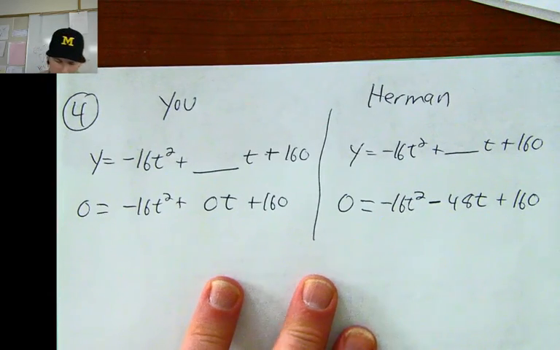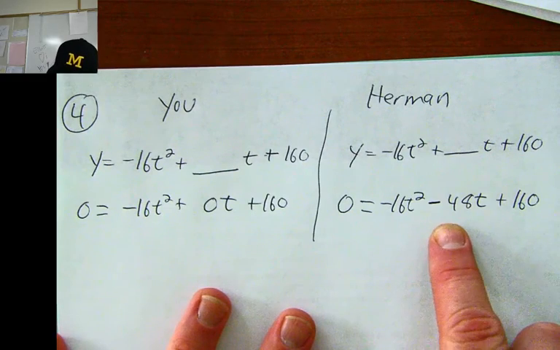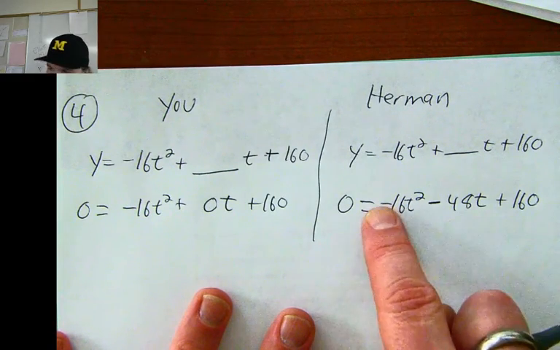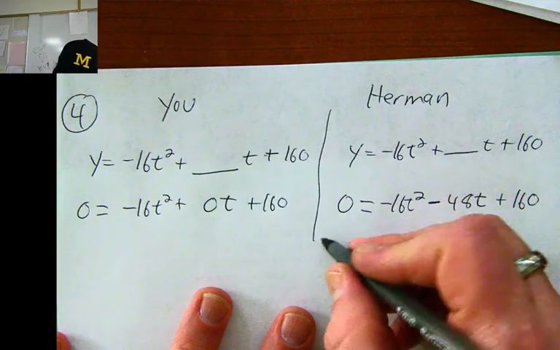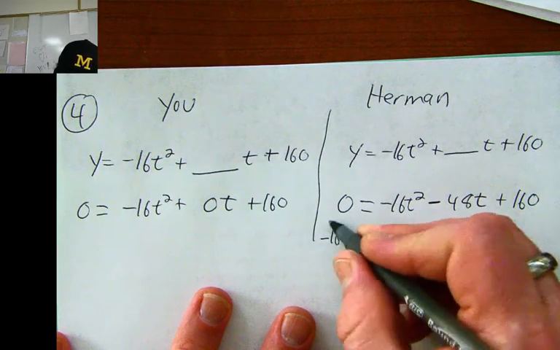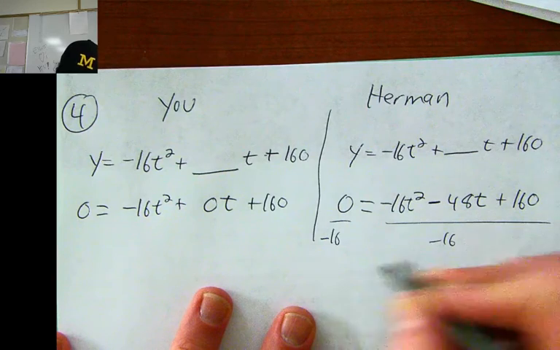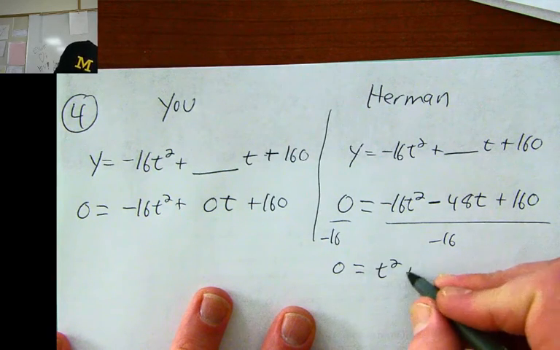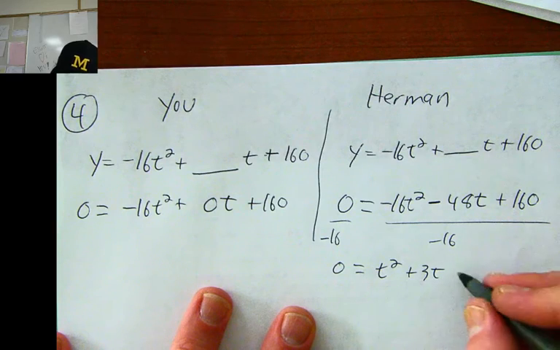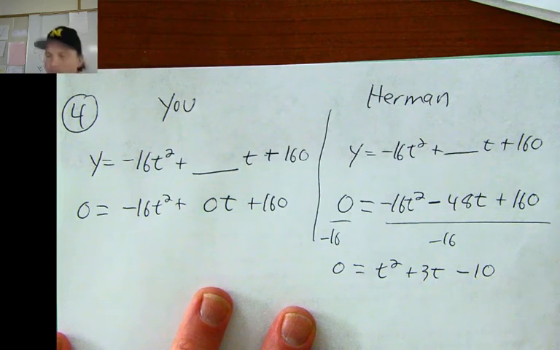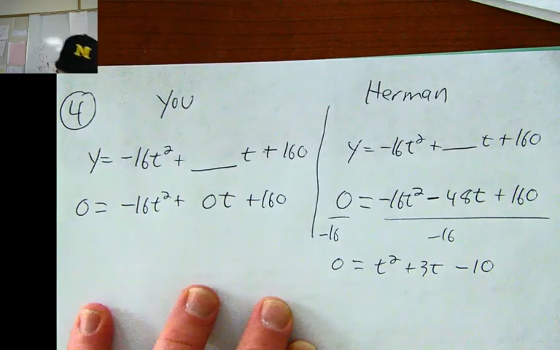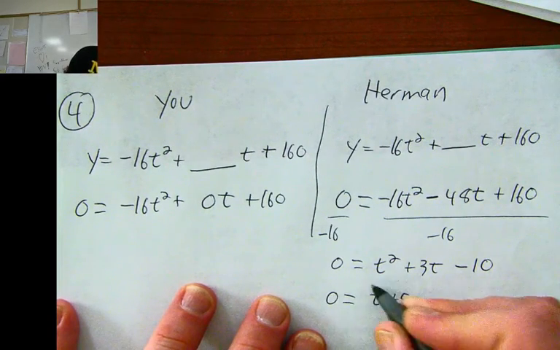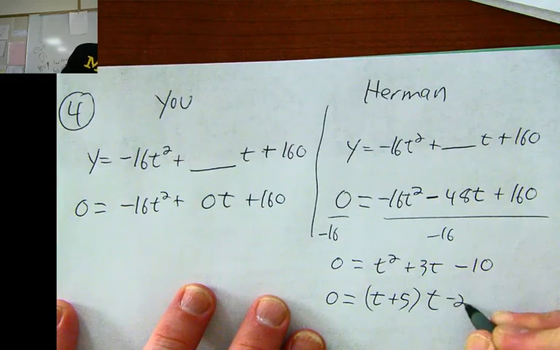I'm going to solve this one first because it looks harder. I notice that these are all divisible by 16, and I notice that the a is negative, so I'm going to divide both sides by negative 16, which would give me 0 equals positive t squared plus 3t minus 10. And then hold on, this one's factorable. So t plus 5, t minus 2.